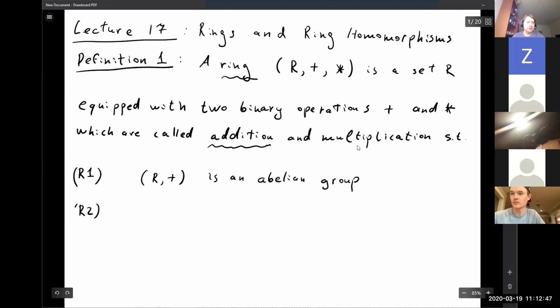The second property, which is called R2, says that the binary operation star from R cross R to itself is associative.